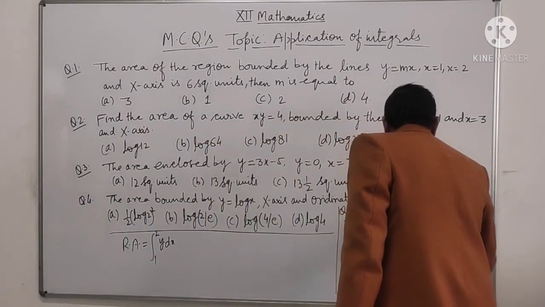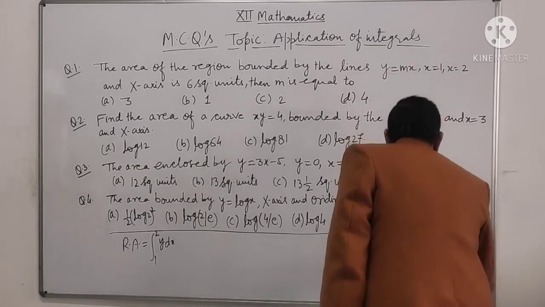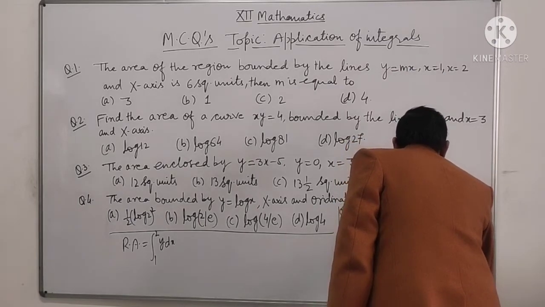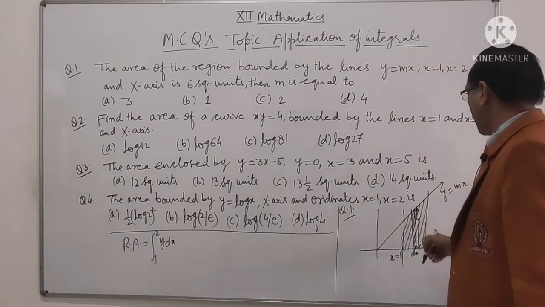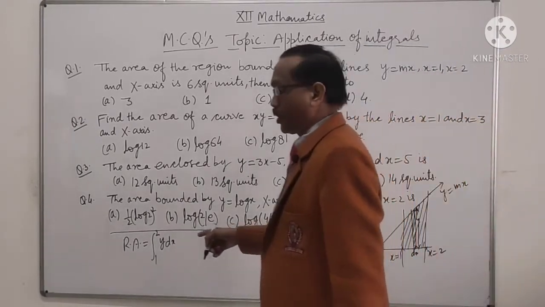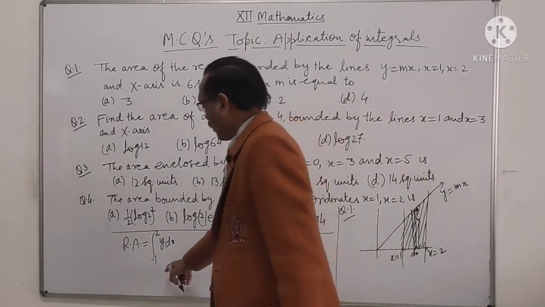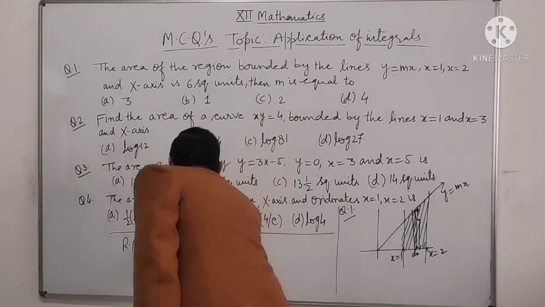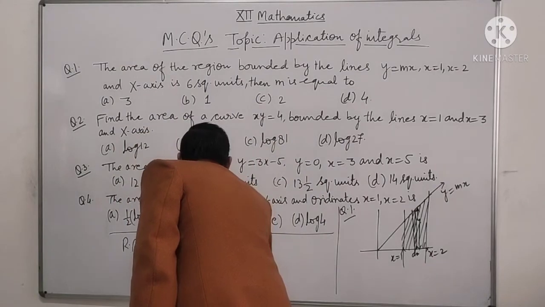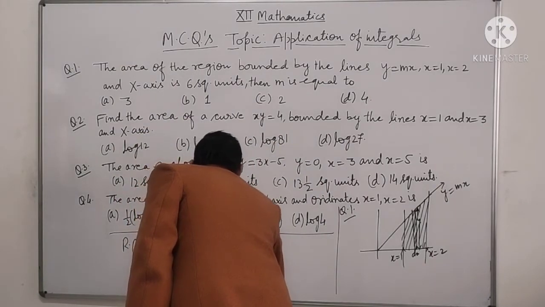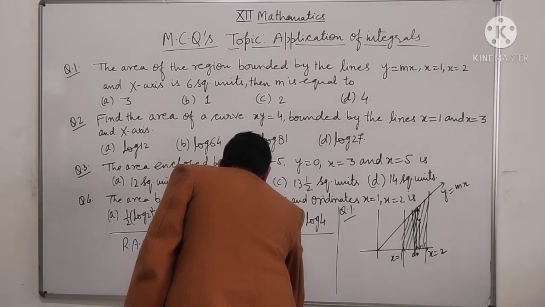Just take one strip. This is y, that is dx, then area of the strip is y into dx, then area of this shaded region is integration 1 to 2 y dx. Then it is 1 to 2 y equal to mx dx. m constant, there is x square upon 2, limit 1 to 2.